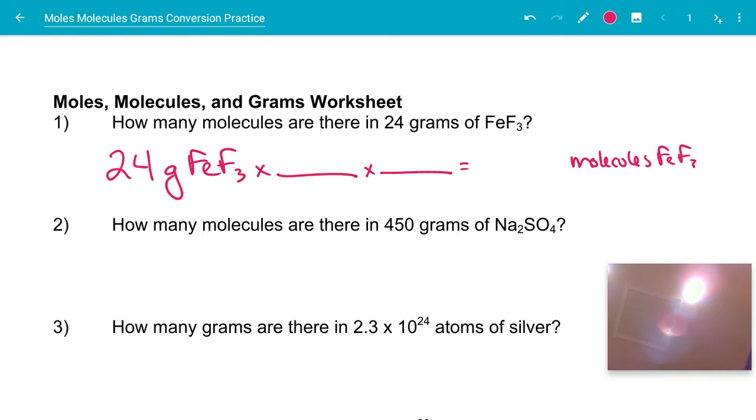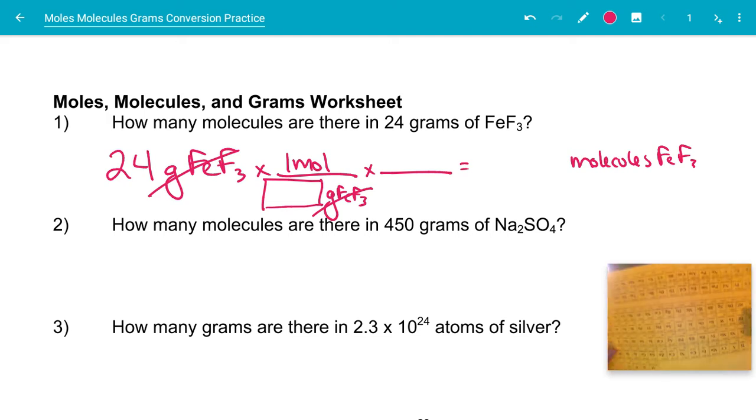So the first thing I want to do is put grams of FeF3 on the bottom and 1 mole on the top. Remember that I'm trying to cancel out my units. So notice if I put grams on the top, I can put grams on the bottom and they cancel out. But the question is, how many grams? Well, that's what we get from adding up everything that's on the periodic table.